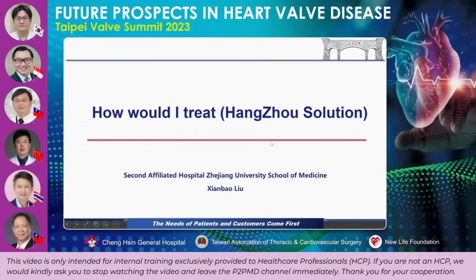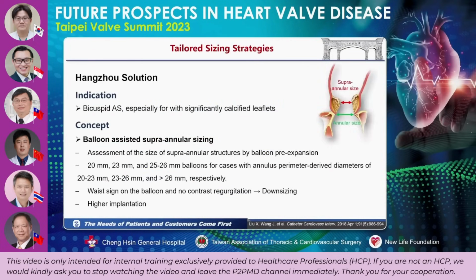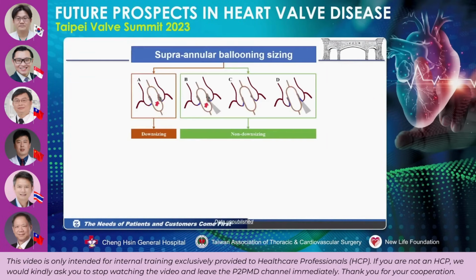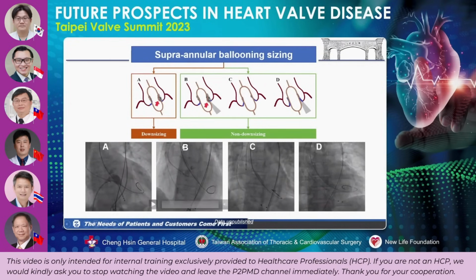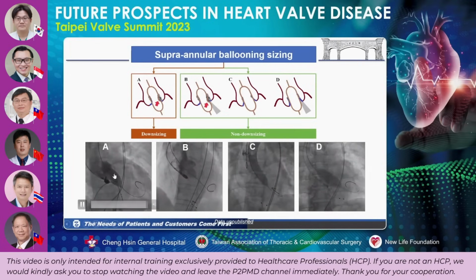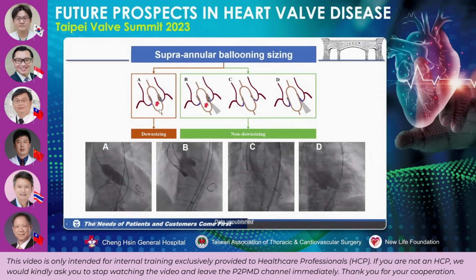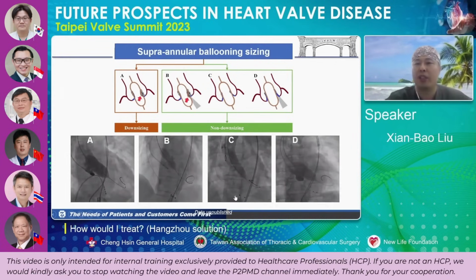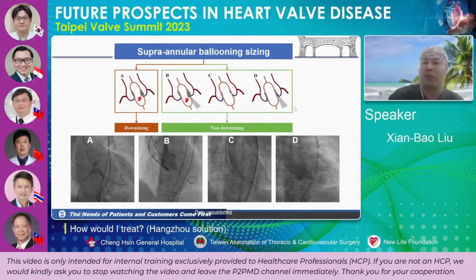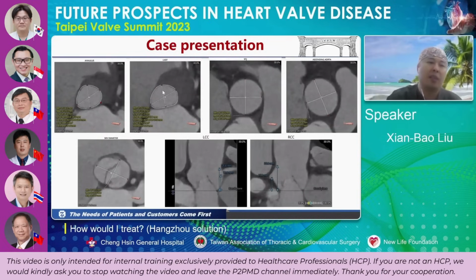For bicuspid, we usually use the Hangzhou solution. Professor Wang developed the Hangzhou solution for bicuspid AS, especially with significant calcification, with simultaneous contrast injection in the aortic root, and then we can divide it into four groups. The first one is very severe waist with no regurgitation, and then we have a downsizing choice of the valve. If there is waist with regurgitation or no waist, we will not downsize the valve just based on the annular size selection.